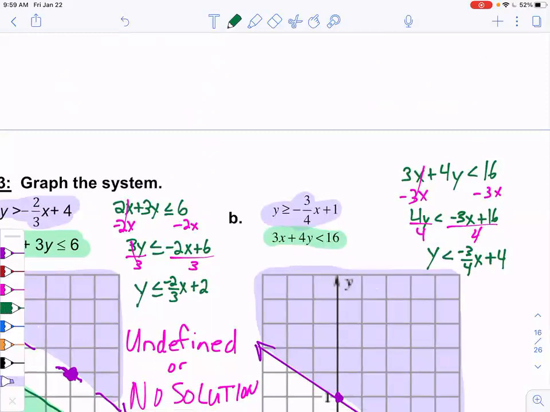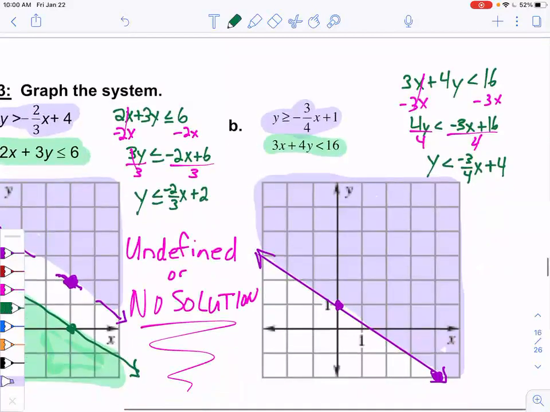Coming back to you again. What do you notice about the two lines? What kind of lines are they? They're parallel. Yeah, they're parallel. So we're going to go ahead and graph. We put a dot on 4, same way. From there, down 3, over 4.